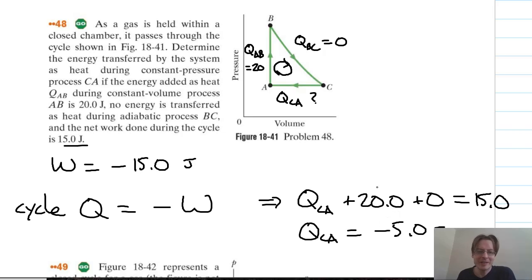Does it make sense that it's negative? It's a compression of the gas. How do you make a gas shrink at a constant pressure? You ice it down and you remove 5 joules of heat.